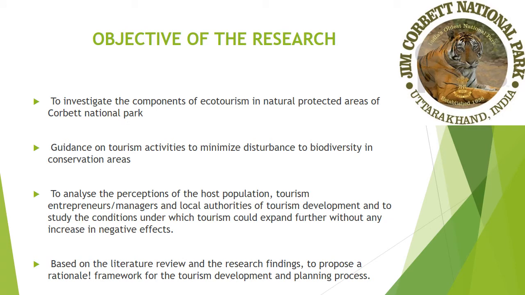The objectives of the research. My first objective is to investigate the components of ecotourism in natural protected areas of Corbett National Park. I have to fully understand what components are included in ecotourism in order to protect the natural protected areas of Corbett National Park. My second objective is to provide guidance on tourism activities to minimize disturbance to biodiversity in the conservation areas. I have to use a literature review related to guidance on tourism. How can we minimize the disturbance coming through mass tourism or through visitors from different places?